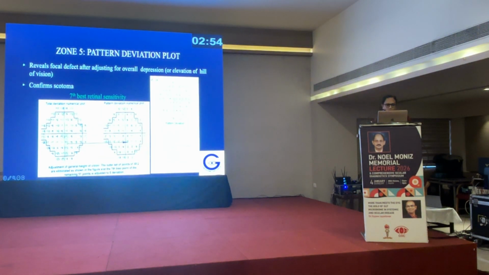The pattern deviation plot is derived from the total deviation plot after adjusting for overall depression. That is done with the 7 best retinal sensitivity values. I am not going into the details of how the machine calculates it, but the pattern deviation plot will confirm the localized scotoma.